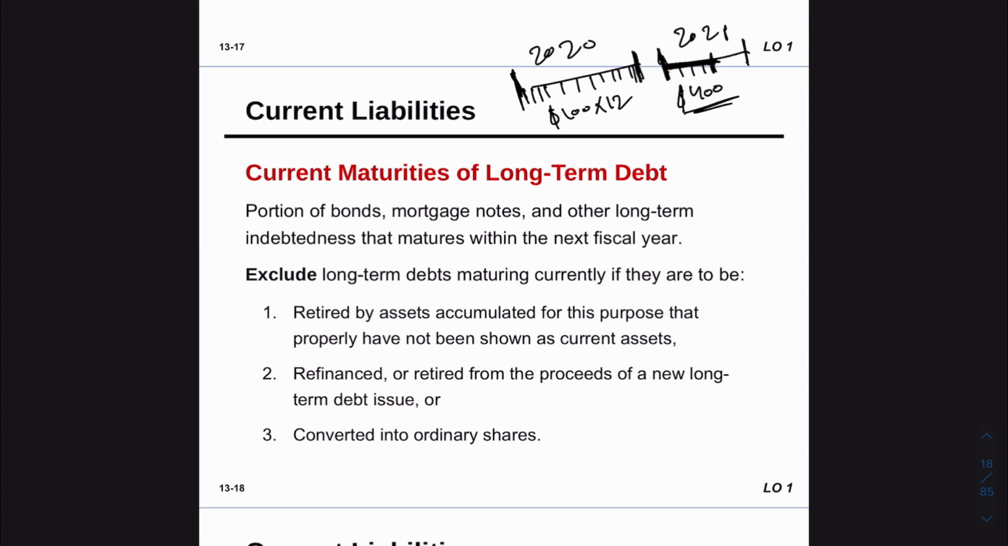it is not considered as a current liability. Okay. The other item is that we've refinanced or retired it from the proceeds of a new long-term debt issue. Let's say that we have a mortgage. Instead of paying from our current assets, we've taken a loan from the bank to pay that mortgage. This scenario is not going to be considered as a current liability. Why? Because we didn't pay from our current assets. The third item is that it is converted into ordinary shares. Also, we didn't pay from our current assets. In this scenario, it is not going to be considered as a current liability.